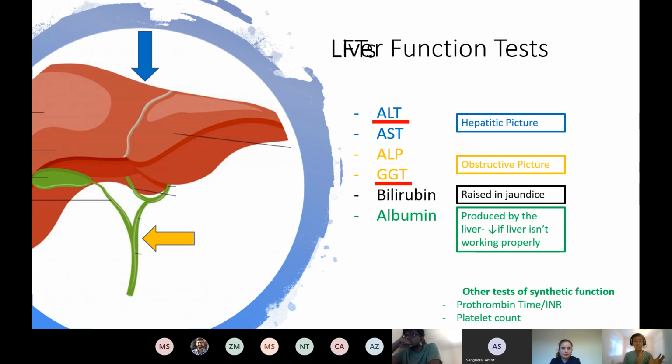So that's when we turn to our tests of synthetic function, of which albumin is one. The other ones are prothrombin time, or INR, which I'll talk about in a later slide, and the platelet count. So if you know someone's got a chronic liver problem and you want to see how that's progressing, the synthetic tests, the ones in green, are way more useful. That's often a very, very common exam question as well, so hold on to that one.